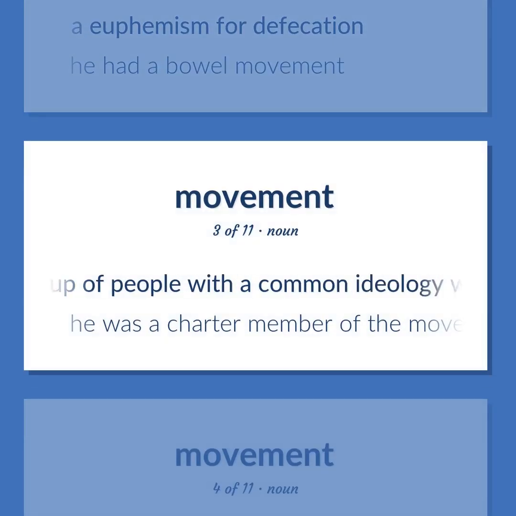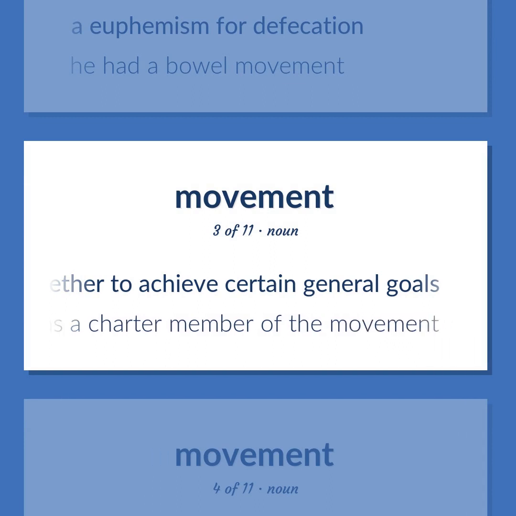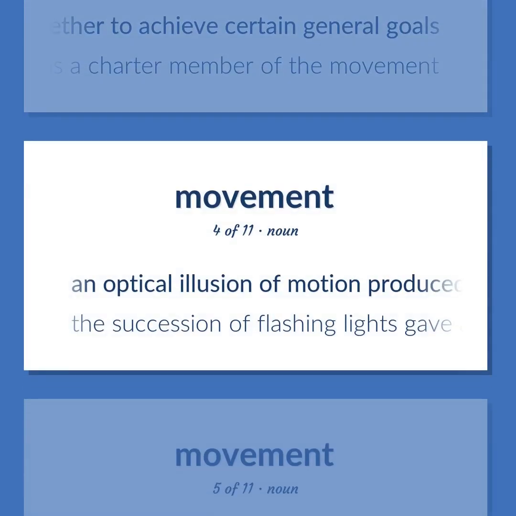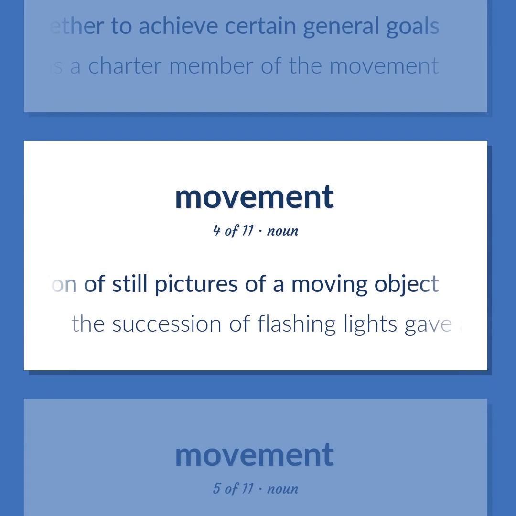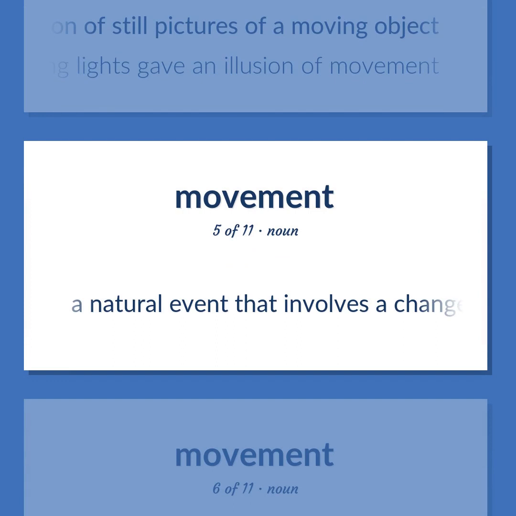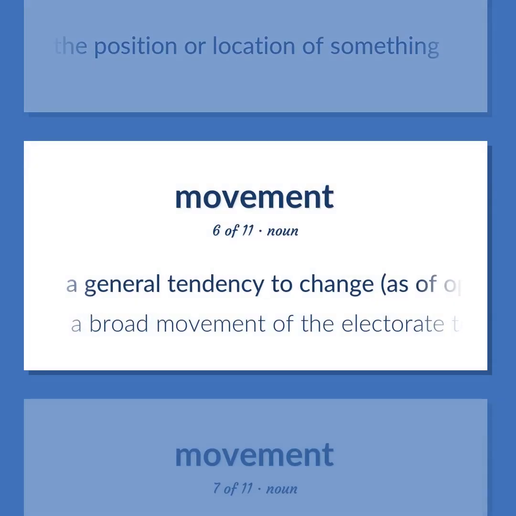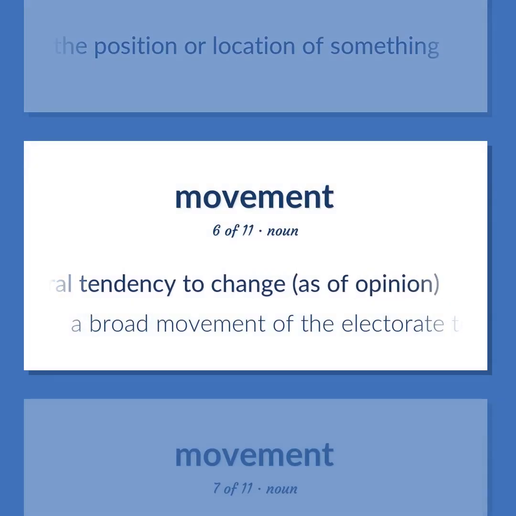A group of people with a common ideology who try together to achieve certain general goals. He was a charter member of the movement. An optical illusion of motion produced by viewing a rapid succession of still pictures of a moving object. The succession of flashing lights gave an illusion of movement. A natural event that involves a change in the position or location of something. A general tendency to change, as of opinion. A broad movement of the electorate to the right.